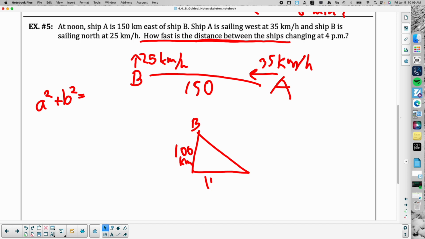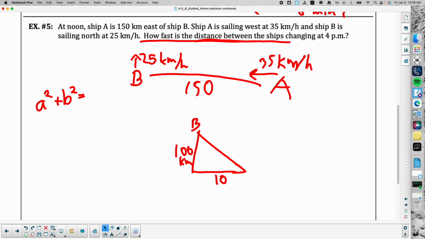The only reason it mentions noon and 4 p.m. is to tell you that the ships were going for 4 hours. It's 150 minus 140. They're already telling you how to draw it, in a terrible way. How do you know when to do the times 4? Because they went for 4 hours.